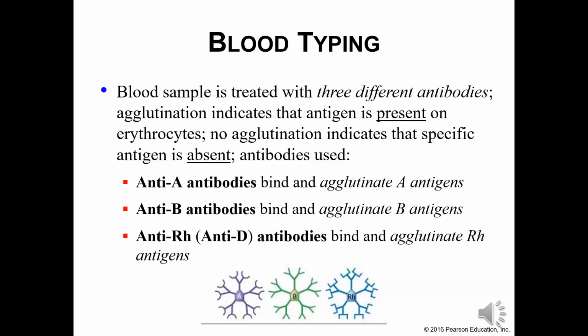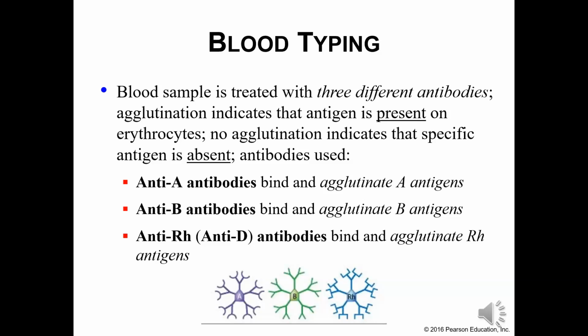So how do we do blood typing? Well, one is the blood sample is treated with 3 different antibodies. Remember, agglutination or clumping indicates that the antigen is present on the red blood cells. No agglutination indicates that the specific antigen is absent from the red blood cell. We use three different antibodies.